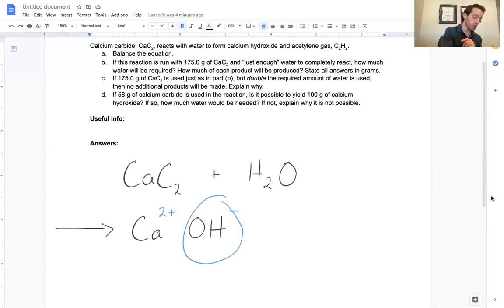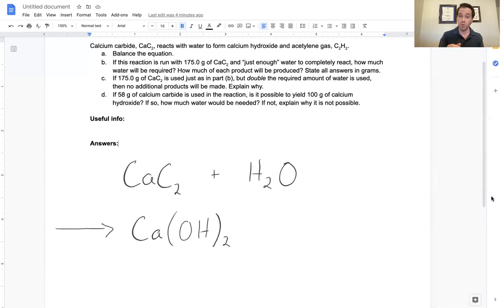That means that there need to be 2 of these to balance out with the 1 of the calcium. Now, I'm only writing these as a shorthand. When you actually go to write the chemical formula, you always, every time, just write how many there are of each. You never end up writing the charges in the chemical formula. The other product here is acetylene gas. That's C2H2.